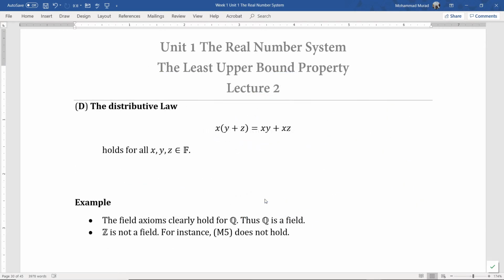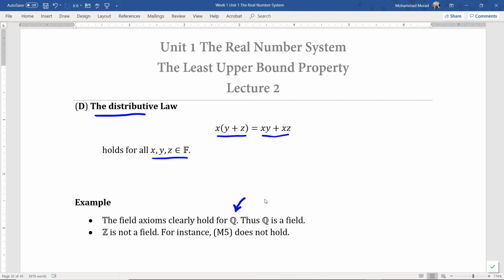The last axiom, the distributive law. x times (y plus z) equals xy plus xz. And this holds for all x, y, and z in F. This axiom combines the operations addition and multiplication in a single statement. Example. The field axioms clearly hold for the set of rational numbers. Thus, Q is a field. We can also say the field of rational numbers.